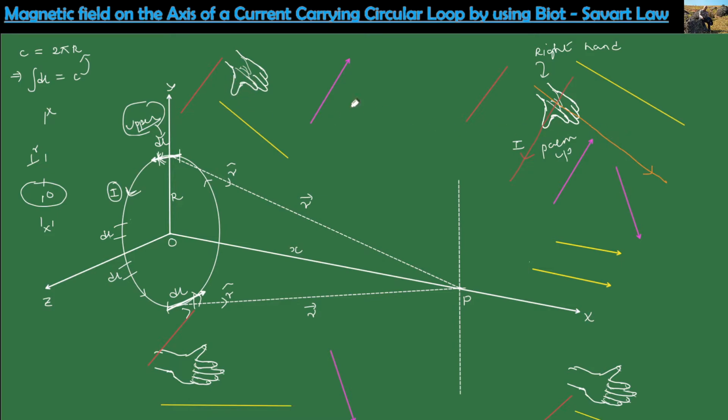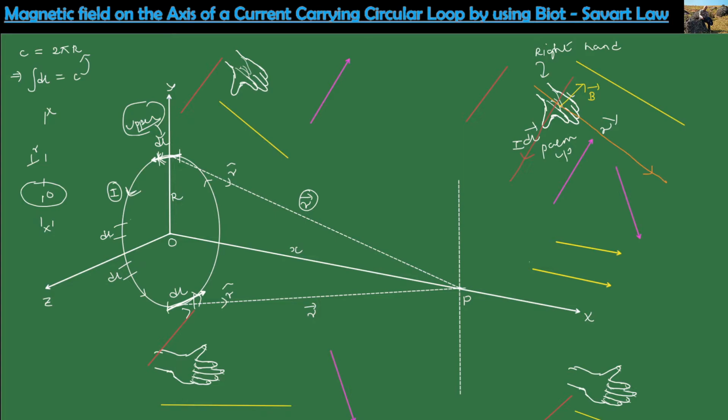I place the thumb, and the outstretched fingers will be the direction of what? The outstretched fingers will be the direction of R. Okay, that will be your R bar. So our thumb, that means this palm is perpendicular. Okay, the palm is perpendicular. So which means that at the point P, our dB will be perpendicular and upwards, which means at this particular point it will be perpendicular and upwards.